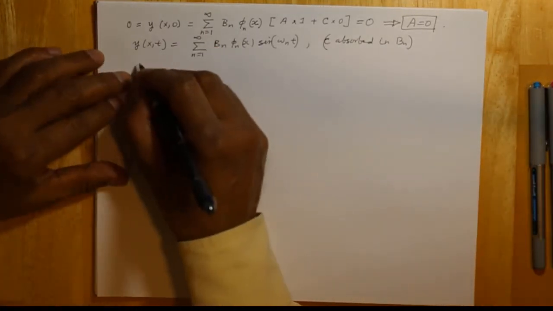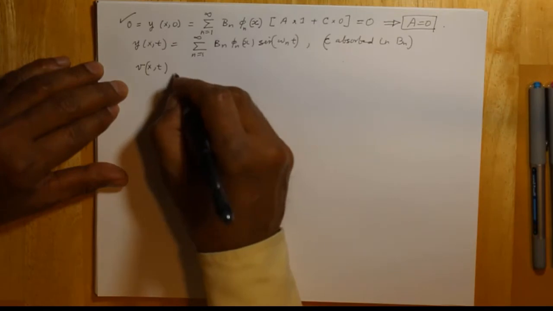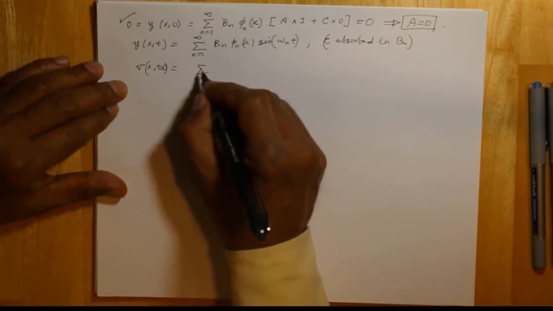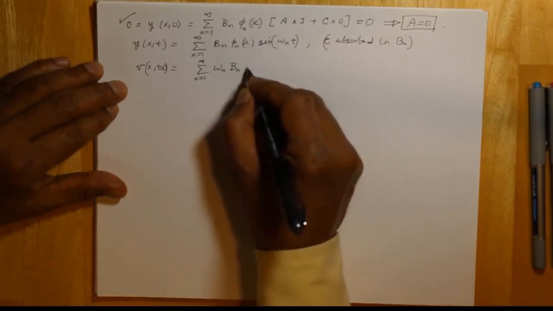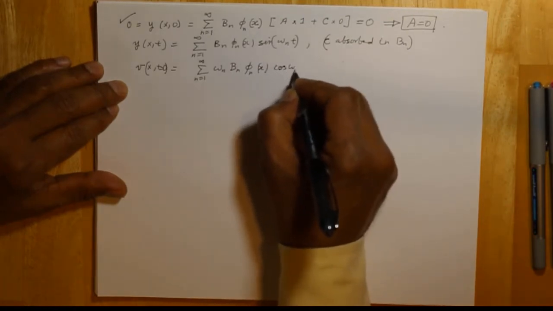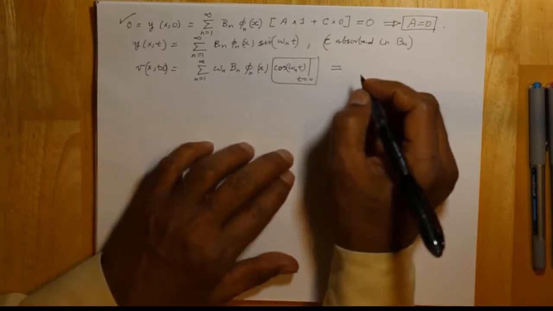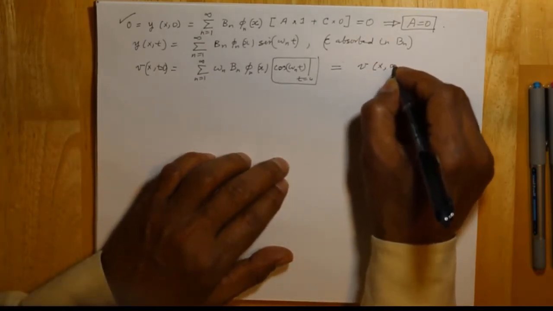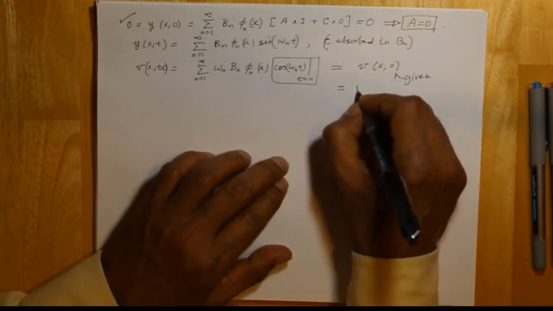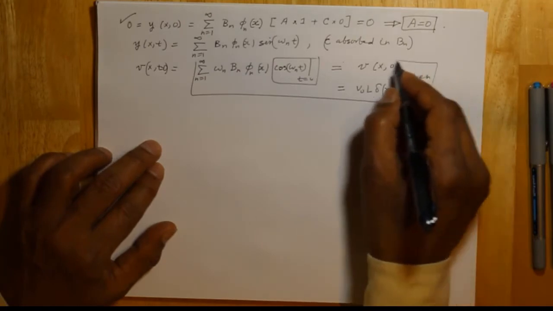Okay, so one satisfied. Let's do the velocity. So v(x, t) equal to 0 will be taking the velocity. So as I have sum n equals 1 to infinity, omega n Bn phi n of x cosine omega n t equal to 0, that makes it 1, and that should equal to v x 0. This is the given profile, so we can write that equal to v0 L delta(x minus L over 2). So this gives an equation that we can work with.